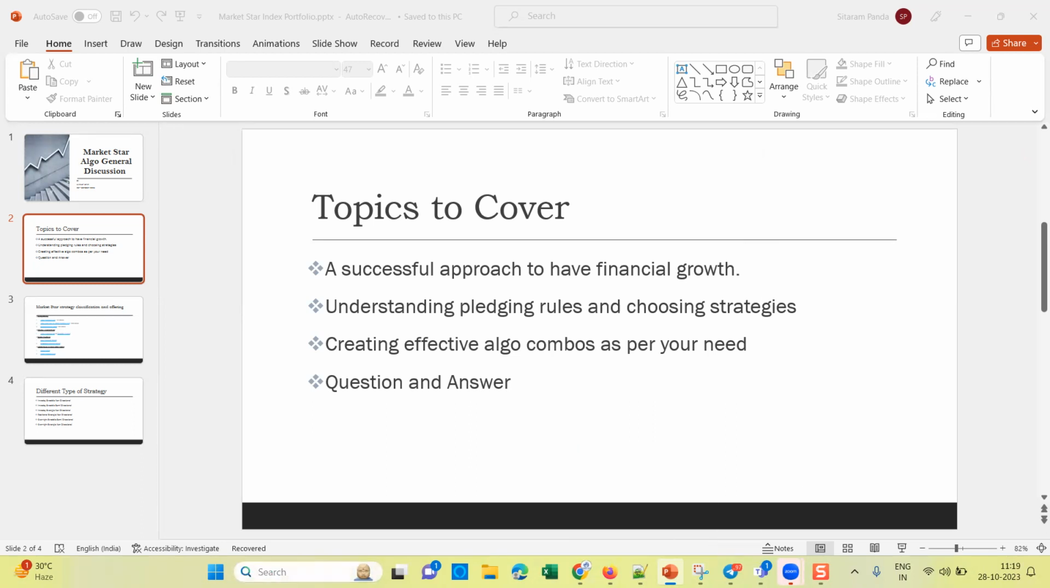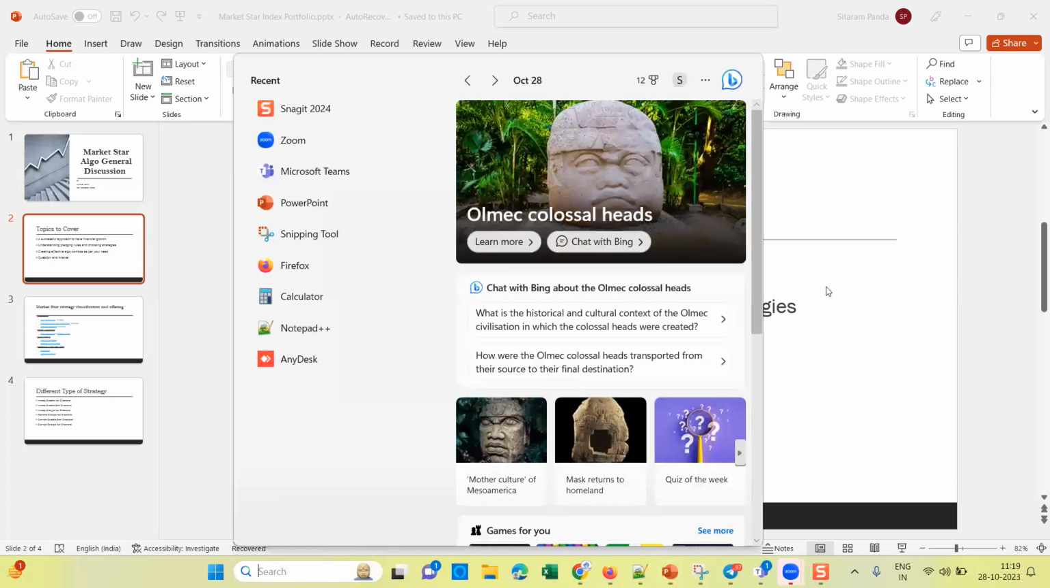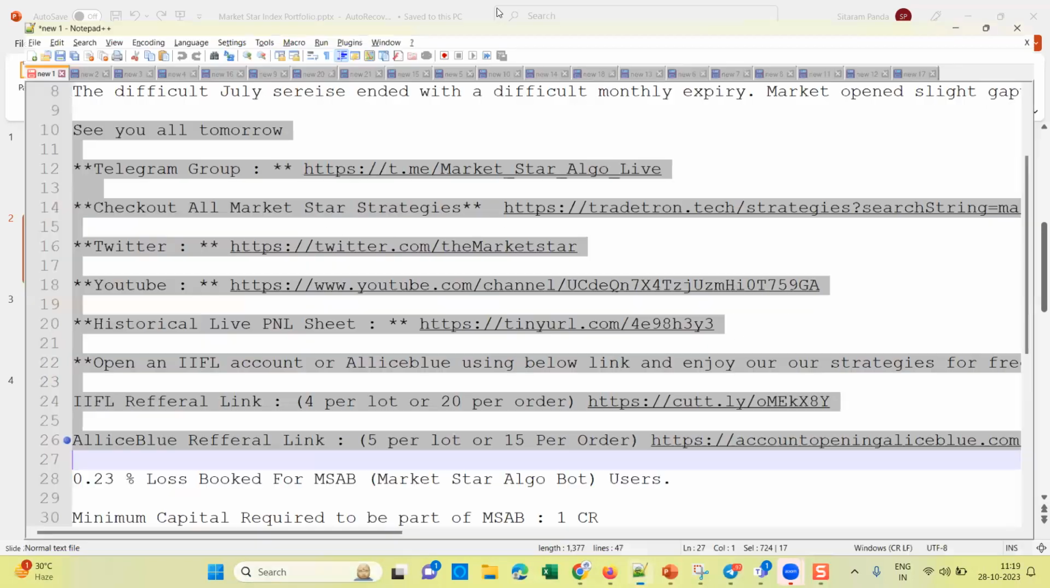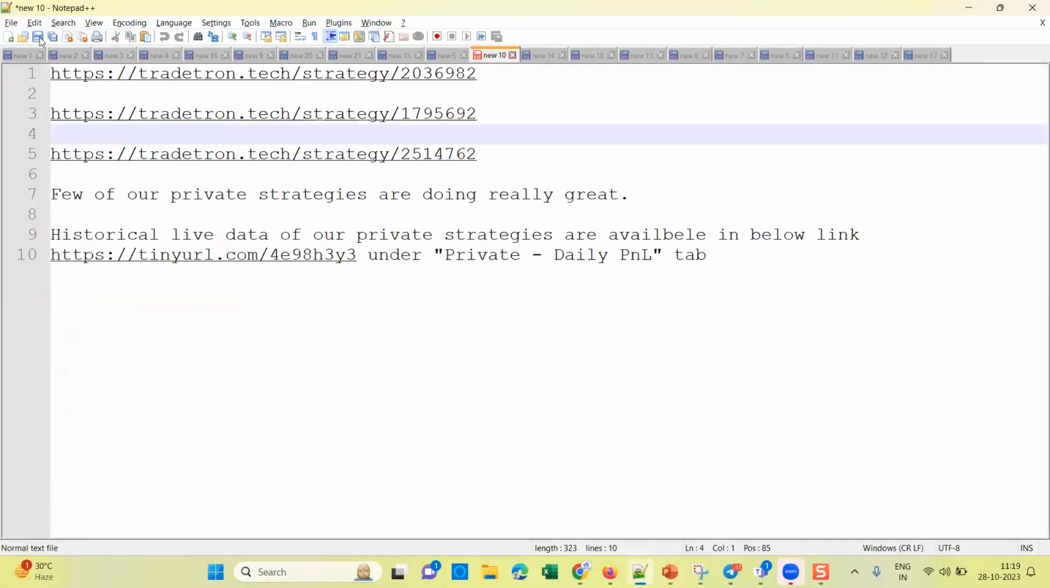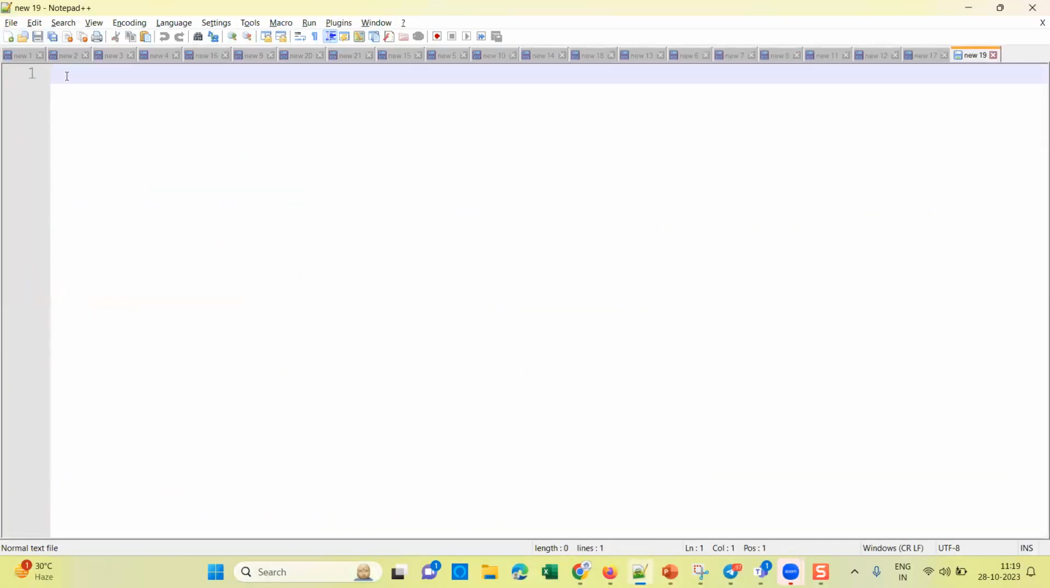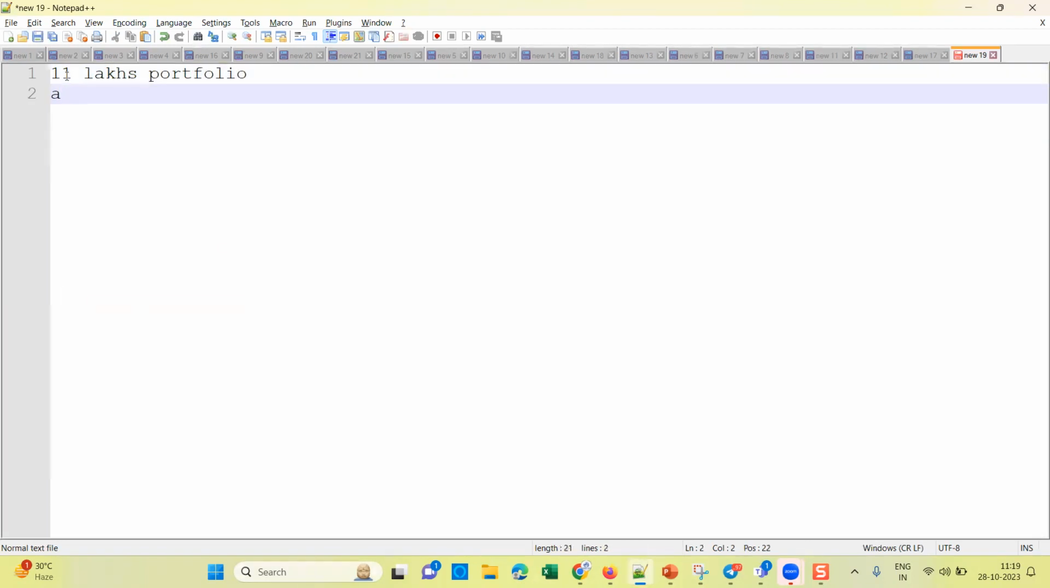Okay, so let's say कि हमारे पास 11 lakhs का कैपिटल है, जस्ट ए मैथमेटिकल कैलकुलेशन. 11 lakhs पोर्टफोलियो, आफ्टर प्लेजिंग वी गॉट 9 lakhs टू ट्रेड.